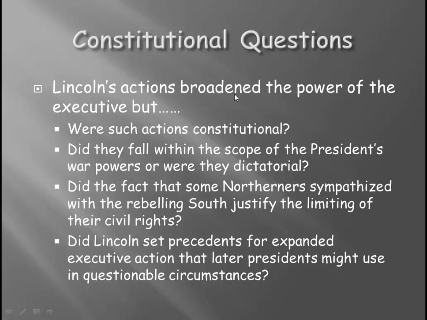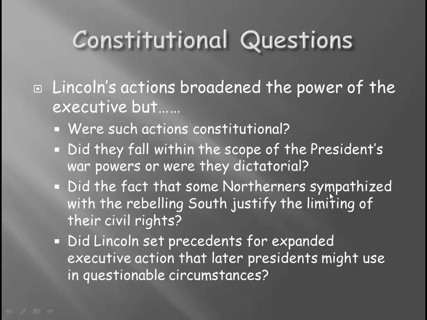Lincoln's actions broadened the power of the executive branch. Broadened the power, gave the president more power. He's allowed to do more. But were such actions constitutional? Some would say yes, some would say no. Did they fall within the scope of a president's war powers? Was it something that he should be allowed to do? Or was he acting more dictatorial? Was he acting like a dictator? You can argue either point here.